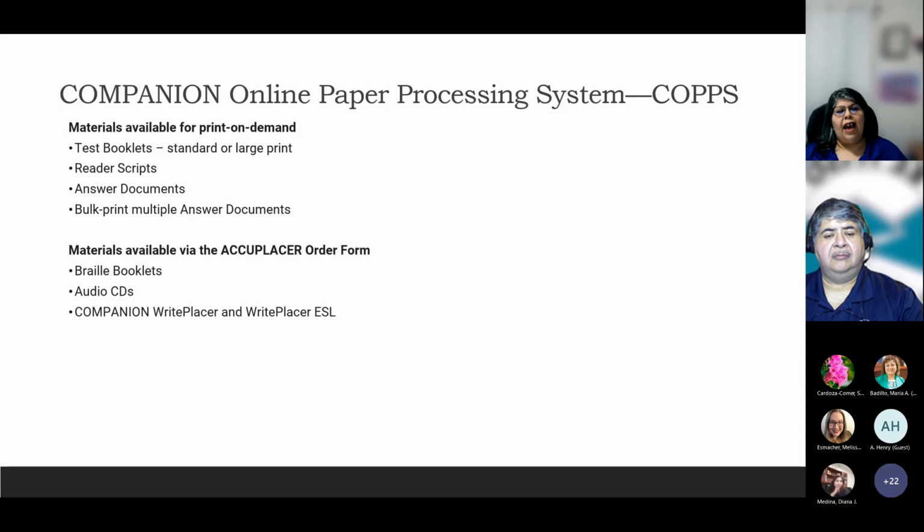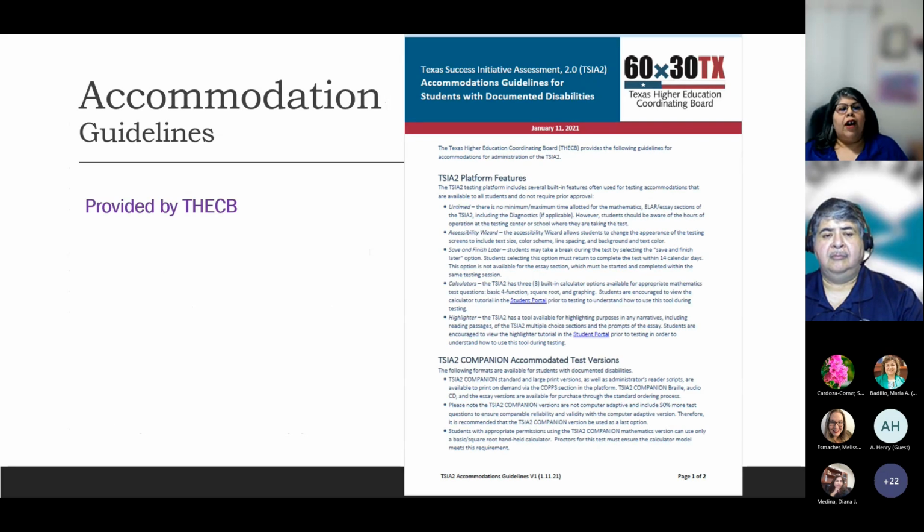Materials are available via the AccuPlacer order form. You can order Braille booklets, audio CDs, companion WritePlacer, and WritePlacer ESL. What's new is that the student can receive a printed ISR, individual score report. The student scores are included in your school's data. The accommodation guidelines are provided by the Texas Higher Education Coordinating Board, and we can get you a copy of this, the 60 by 30, if you need it.